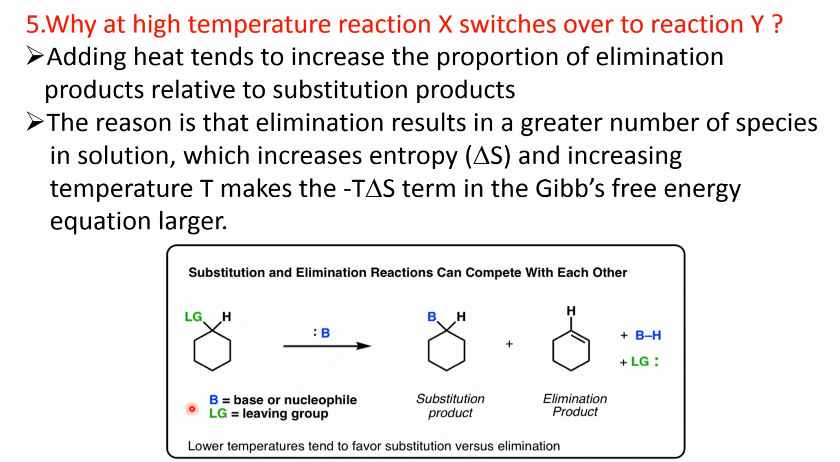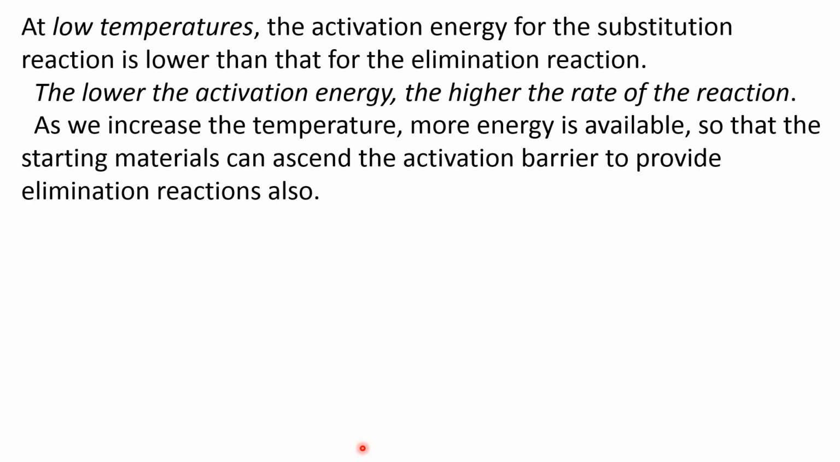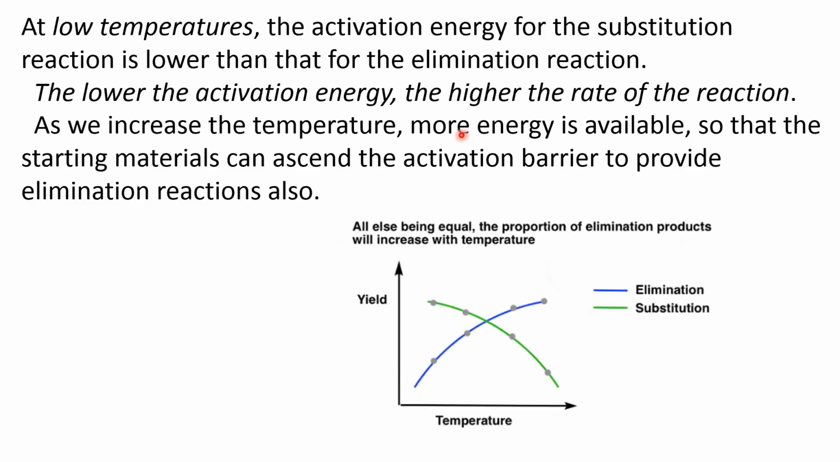So this is the substrate. With base, it can undergo substitution or elimination, but low temperature favors substitution over elimination. At low temperature, as I already discussed, the activation energy of the substitution reaction is less. It prefers substitution. At high temperature, energy is available, so it crosses the barrier of the elimination reaction. So the elimination reaction is favored. And if you plot against inverse temperature, with an increase in temperature you see the elimination product increases and the substitution product decreases.